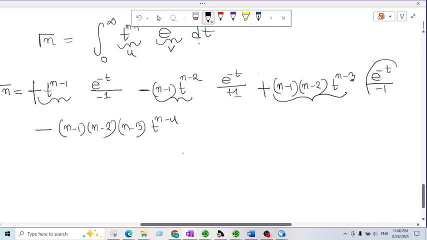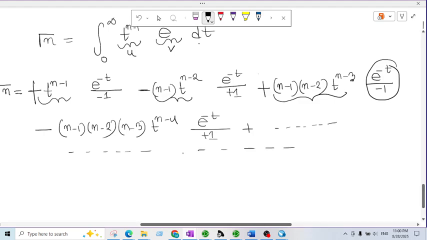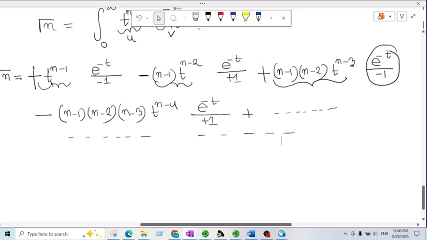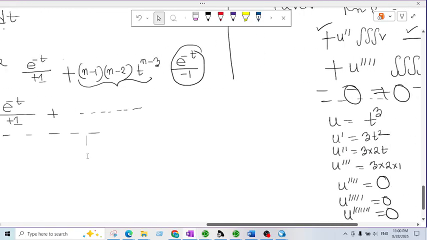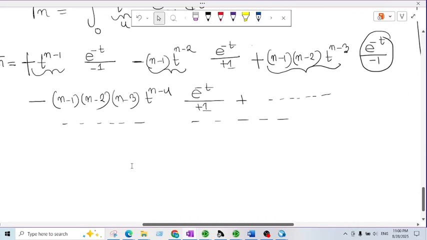And now if I integrate this thing, I will get this. And we have to do the same thing again and again. And as I have told you, if you differentiate t to the power something, t to the power something, t to the power something, at some moment you will get the constant. So let's write that constant here.